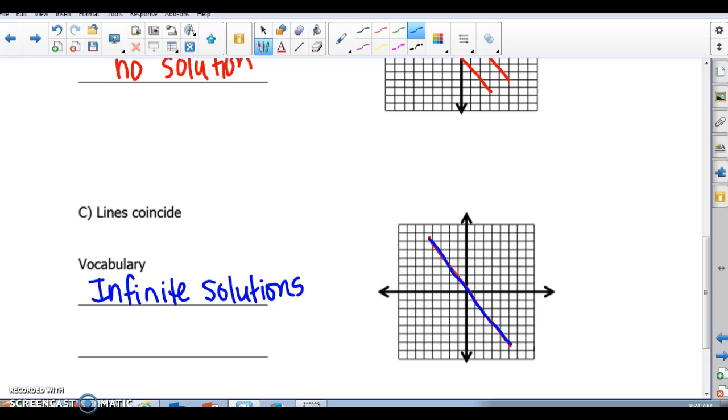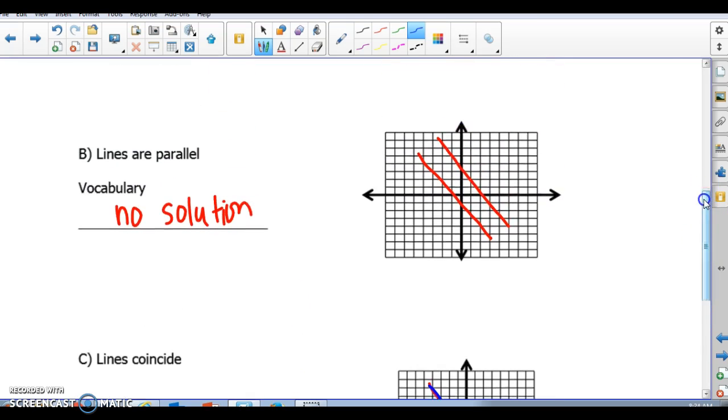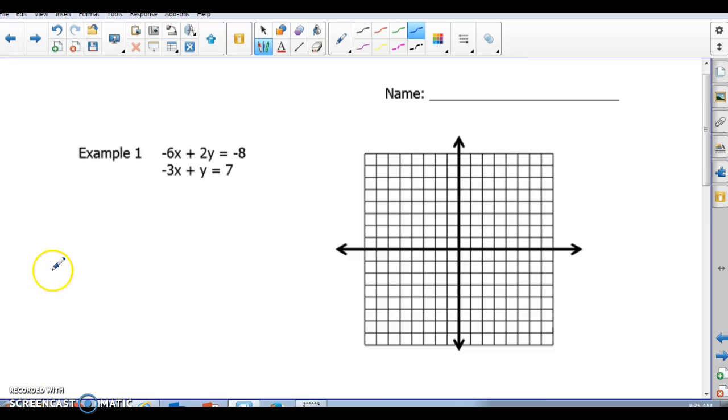Very simple, right? So if the lines coincide, that means if the lines are on top of each other, infinite solutions. If the lines are parallel, that means no solution. If the lines intersect, there is one solution. Now, turn to the next page, then you will see three different examples. What I want you to do is graph those two equations for each example and see how many solutions there are.